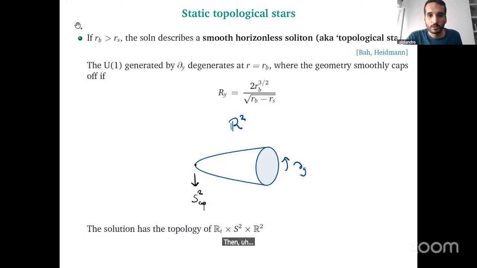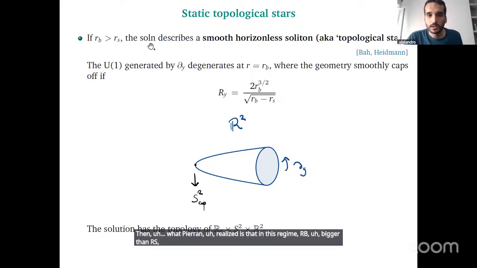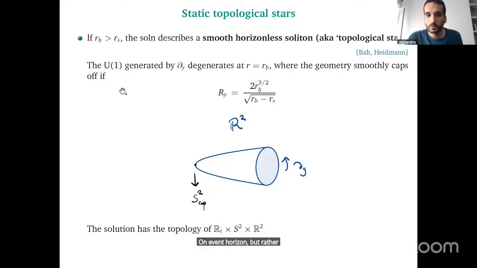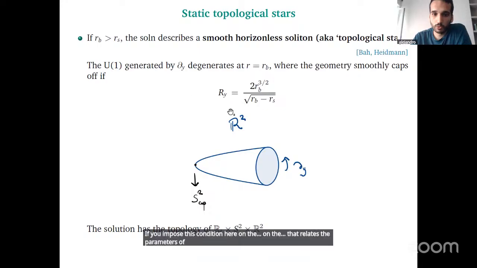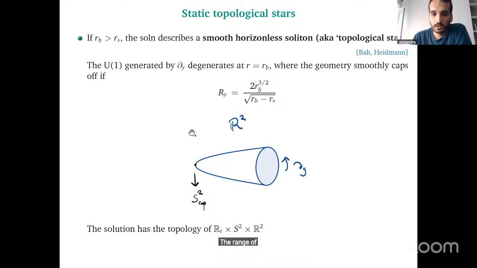Then what Bah and Heidmann realized is that in this regime, Rb bigger than Rs, the solution describes a smooth horizonless soliton, which they call a topological star. So in this case, what happens is that the U(1) generated by ∂_y degenerates at r equals Rb, which is no longer an event horizon, but rather is a cap where the space smoothly ends, if you impose this condition here that relates the parameters of the solution to the modulus, the radius of the internal circle.